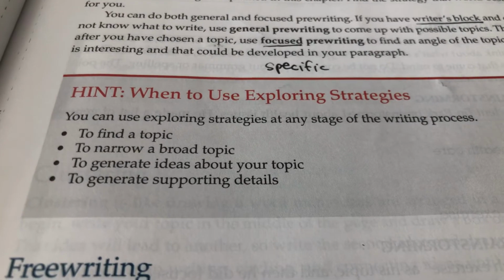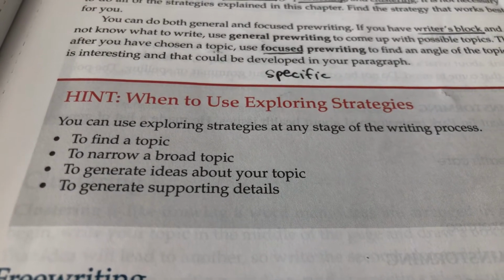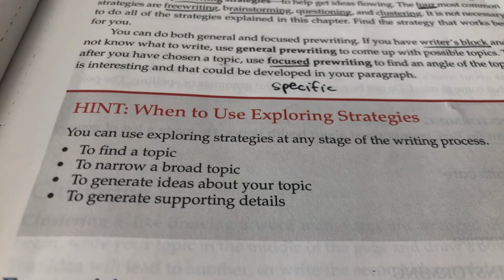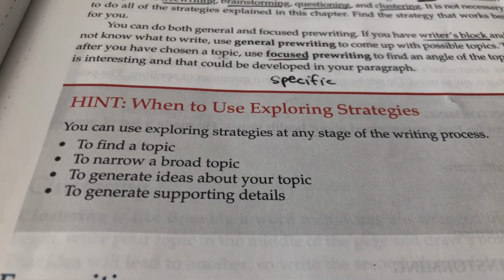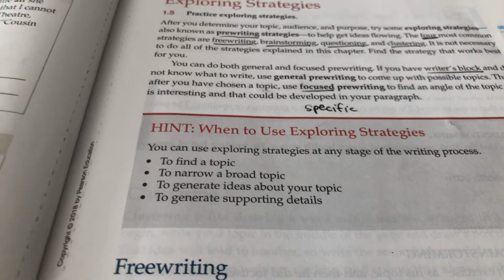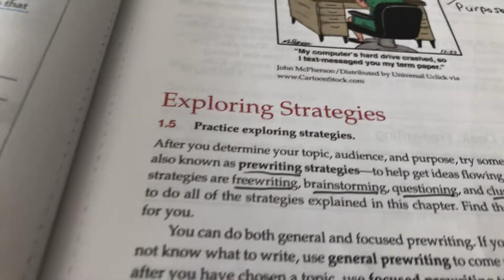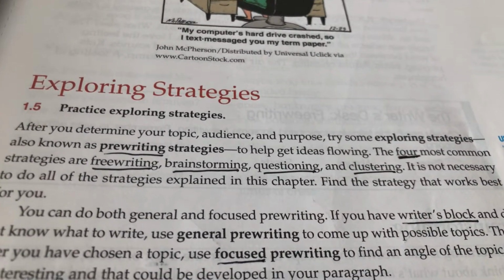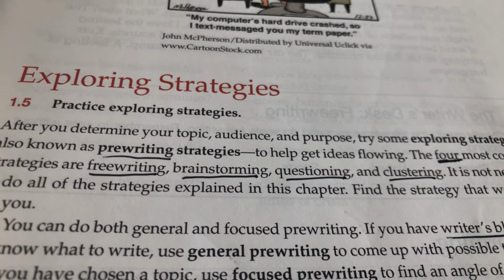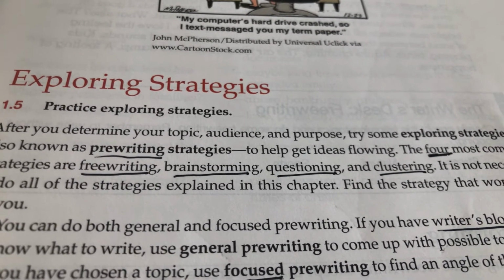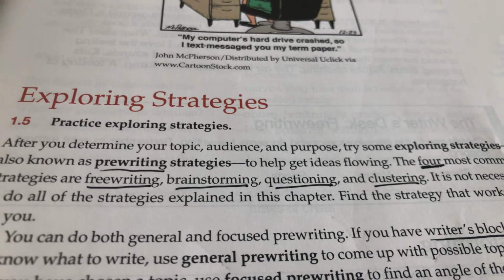When to use exploring strategies. You need to find a topic. You need to narrow a broad topic. You need to generate ideas about your topic and to generate supporting details for those ideas. Now, there are a few different strategies for pre-writing. Pre-writing strategies are best known in most American writing classes by these 4 terms: free writing, brainstorming, questioning, and clustering.